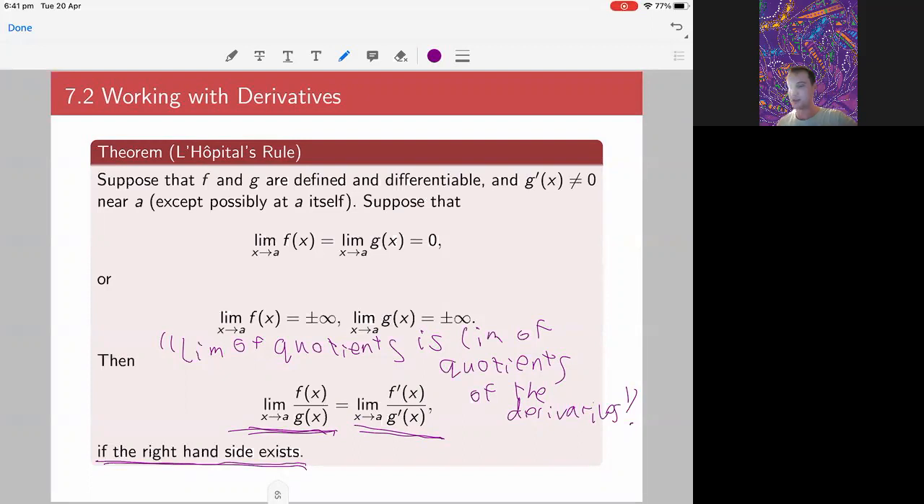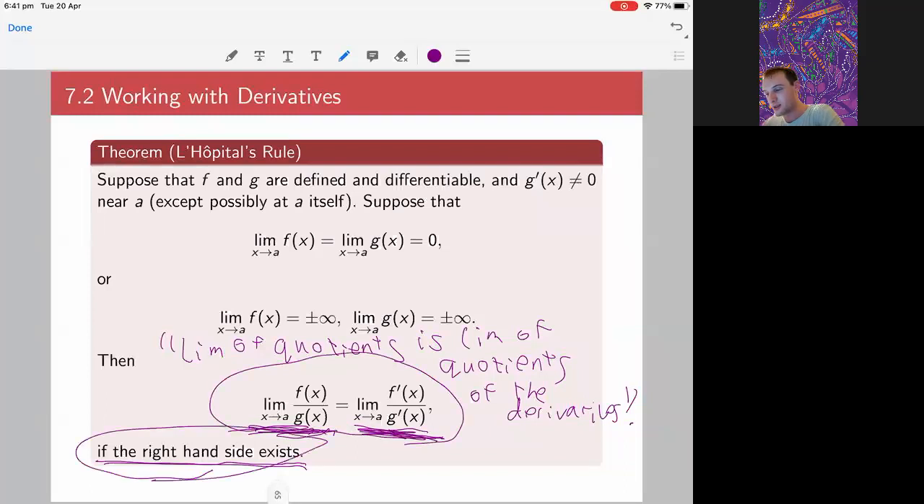Why is that so important? Well, there are examples where this limit exists, but this limit does not exist. And so if you try to use L'Hopital's rule, you might throw your hands up in the air and say, well, this limit doesn't exist because this one doesn't exist. But that is not true. These two things only coincide if this right-hand side limit exists. And there are examples where it doesn't work. So make sure when you're using this rule that you do use it correctly. As a general rule, whenever you're using a theorem, make sure that all of the conditions of the theorem are satisfied before you apply it.